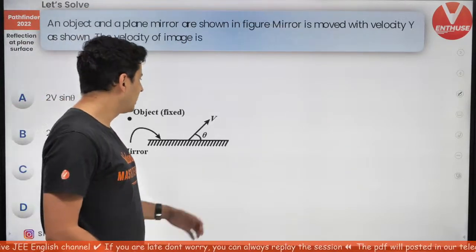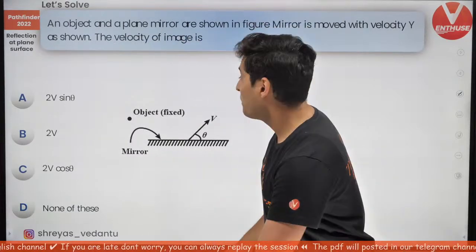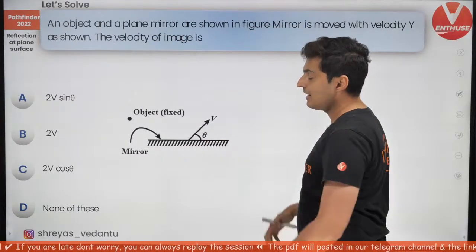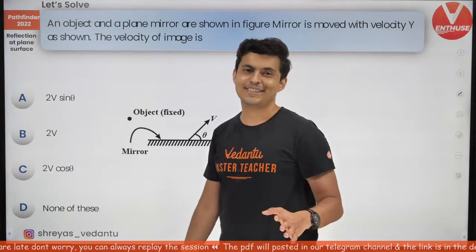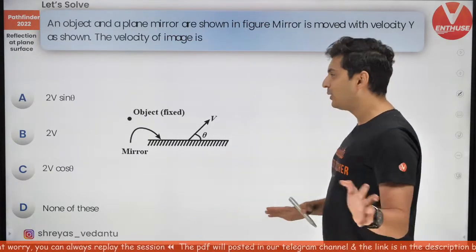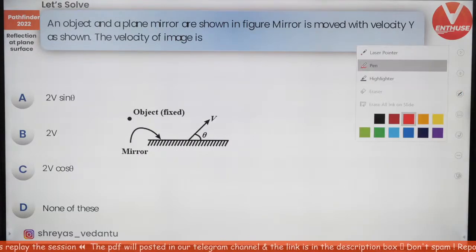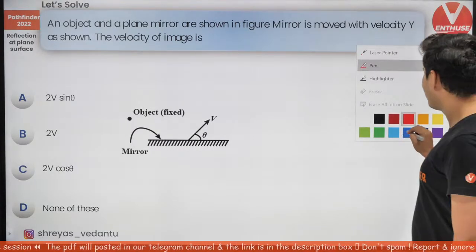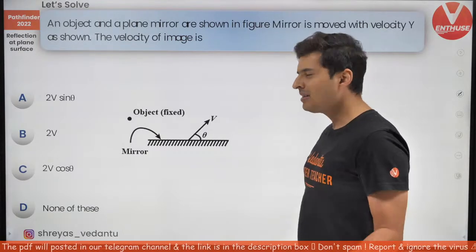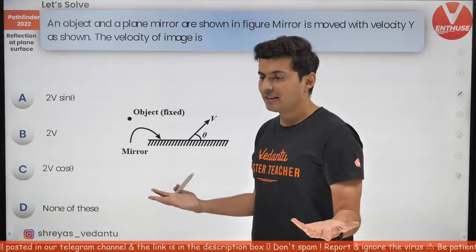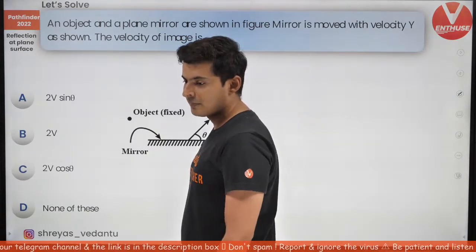Option A is correct. Very interesting question where the mirror is moving at an angle. Interesting. Mirror is moving at an angle, not the object. Object is fixed. You are moving the mirror. Very interesting question. Let's see what to do. First things first. Split the velocity. Without splitting the velocity, you will not be able to do it.